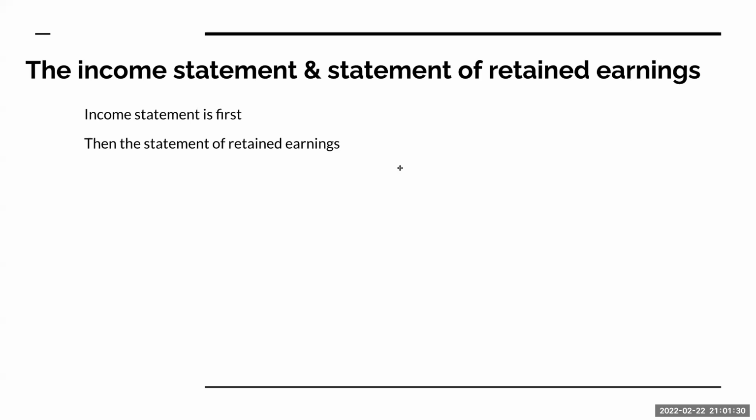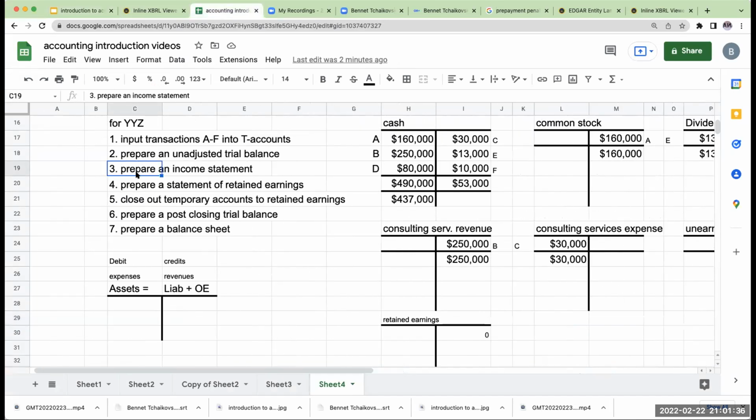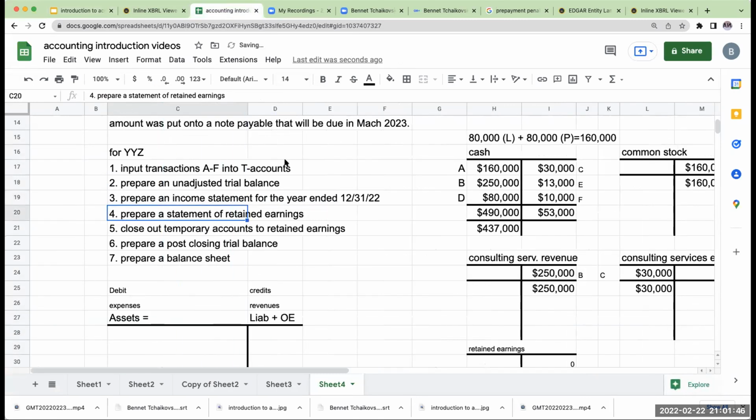When we prepare an income statement, as you'll see right over here, we're going to say prepare an income statement. And what I didn't do is I didn't do this right. This is going to be for the year ended 12/31/22. Okay, so that's how we go through and prepare it. We prepare the statement of retained earnings for the year ended 12/31/22. This is going to become very, very important. We prepare a balance sheet as of 12/31/22. Remember, the balance sheet is a moment in time, whereas the income statement and statement of retained earnings reflect what we did for the year.